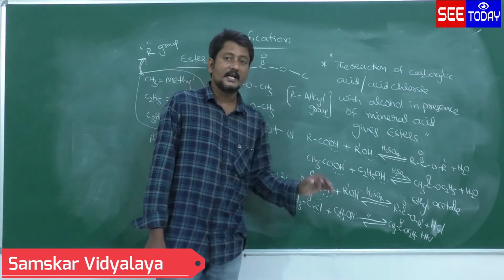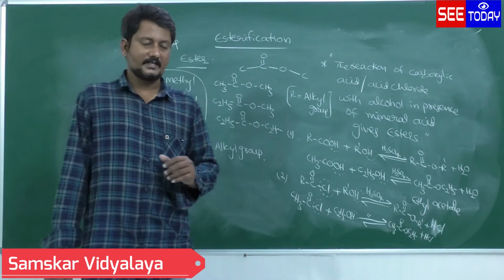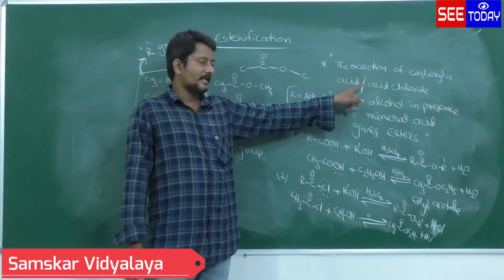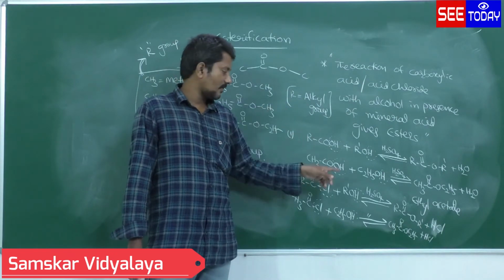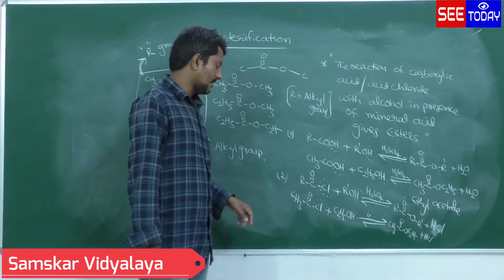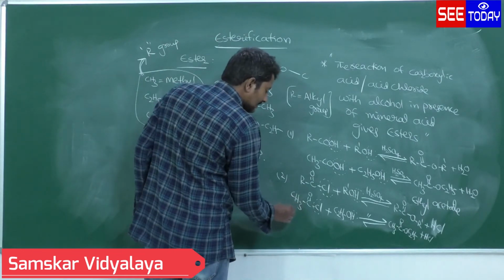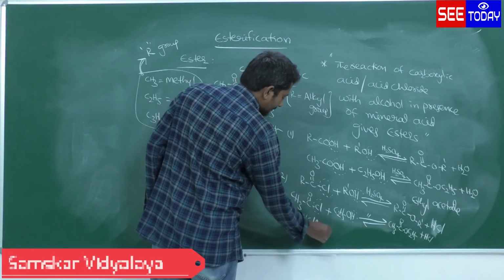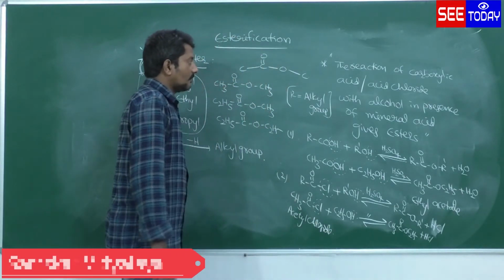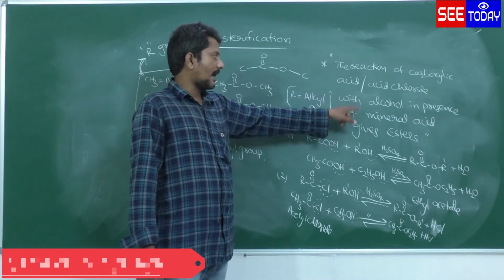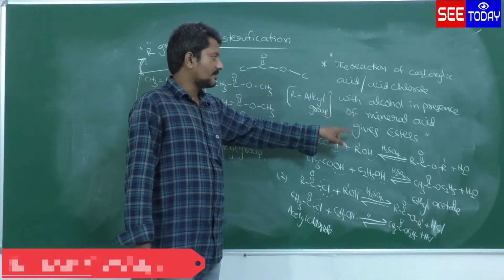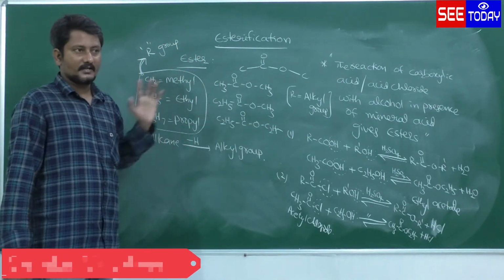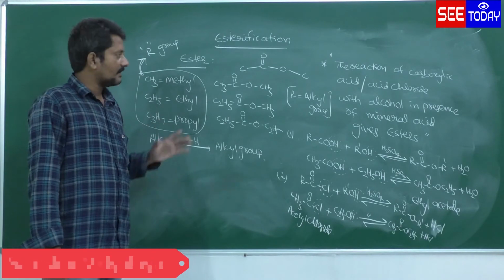That is also called esterification. Esterification is nothing but the reaction of a carboxylic acid or acid chloride. An acid chloride is RC(=O)Cl. CH3C(=O)Cl is called acetyl chloride. So the reaction of a carboxylic acid or acid chloride with alcohol in the presence of a mineral acid gives esters. This is known as the esterification reaction.